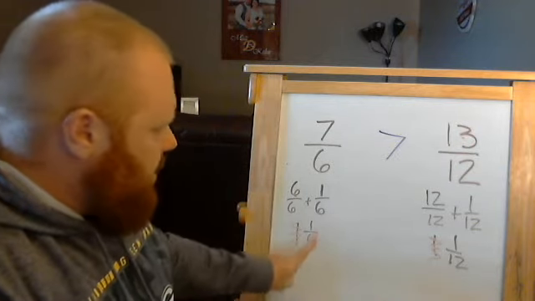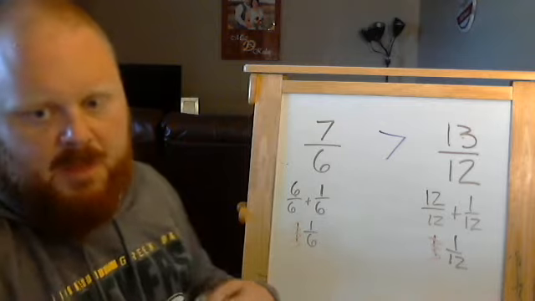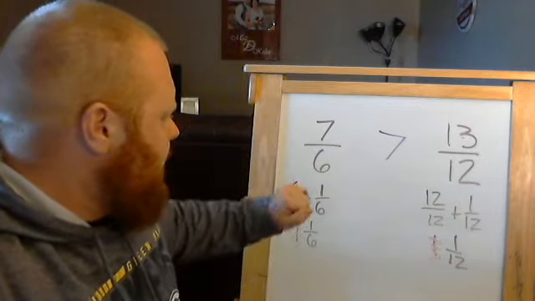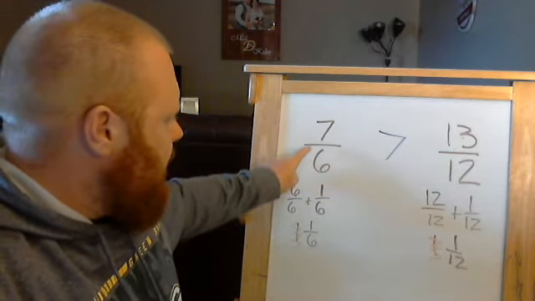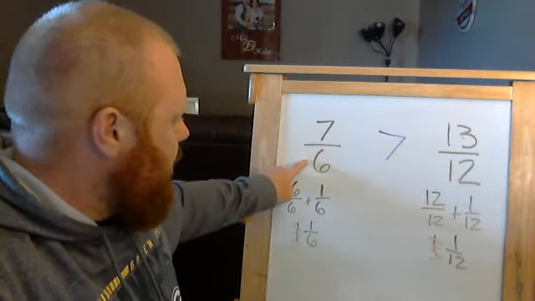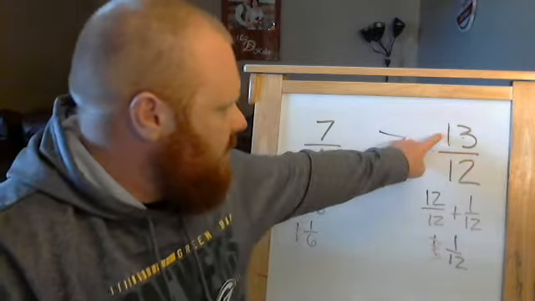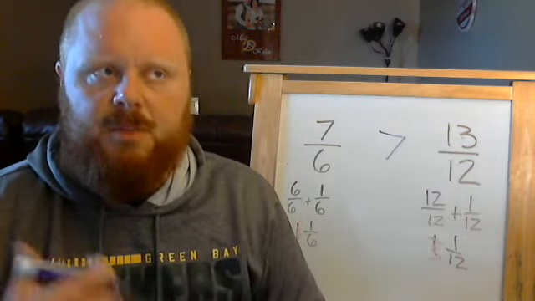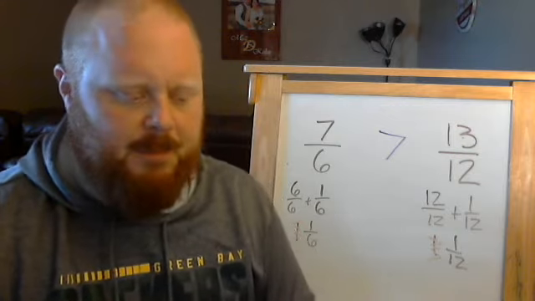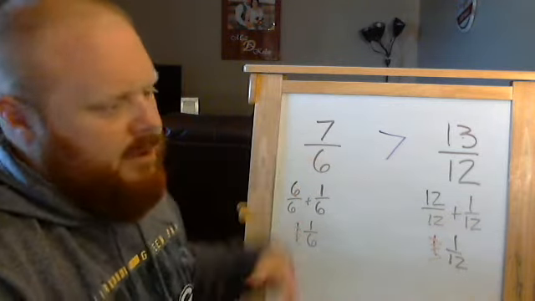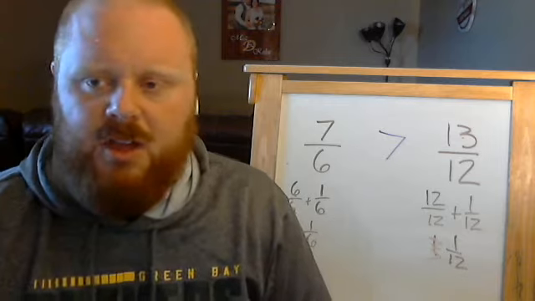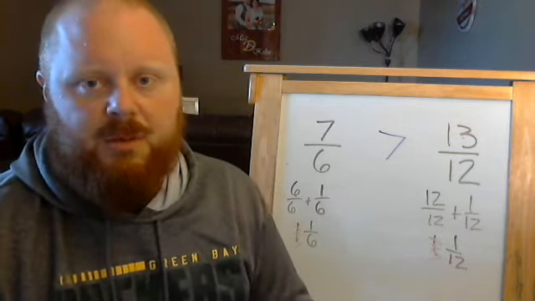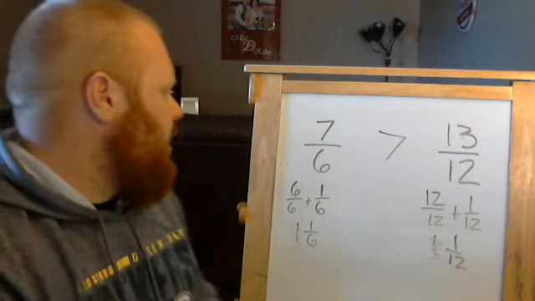Now, this is a strategy that works. Some of you might have seen this right away, where you're like, okay, this is 1 part more than a whole of 6ths, and this is 1 part more than a whole of 12ths. I know that 6ths are bigger than 12ths, so that must mean this one is bigger. Some of you with your fraction background knowledge, you'll see that right away. It'll click right away. Others, you might have to go through these algorithms to come up with a solution.